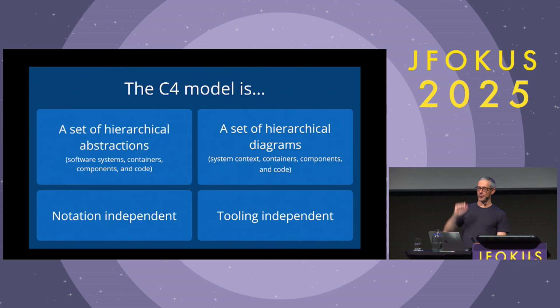So that's the summary of C4. For those of you who have not seen the C4 model before, that's essentially the summary. It's a set of hierarchical abstractions, a set of hierarchical diagram types. It's notation independent. You can use any notation provided it's described with the diagram key. And therefore, by definition, of course, it's tooling independent.